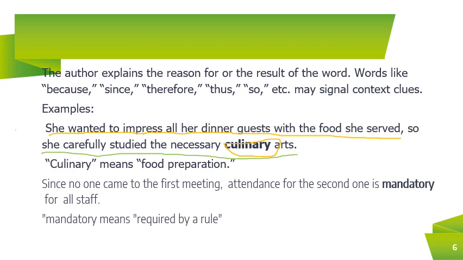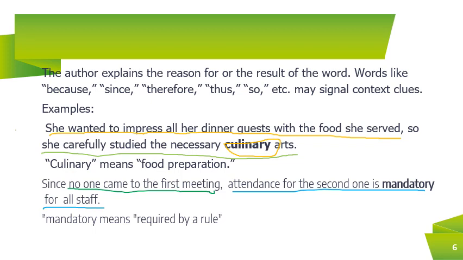Okay, so the cause is no one came to the first meeting. Walang pumunta sa unang meeting nila. Yun yung dahilan. Ng ano? What is the result? Dahil walang pumunta, so ano naging resulta? Attendance for the second one is mandatory for all staff. So, dahil walang pumunta, ginawa ng mandatory yung meeting na kailangan nilang puntahan.